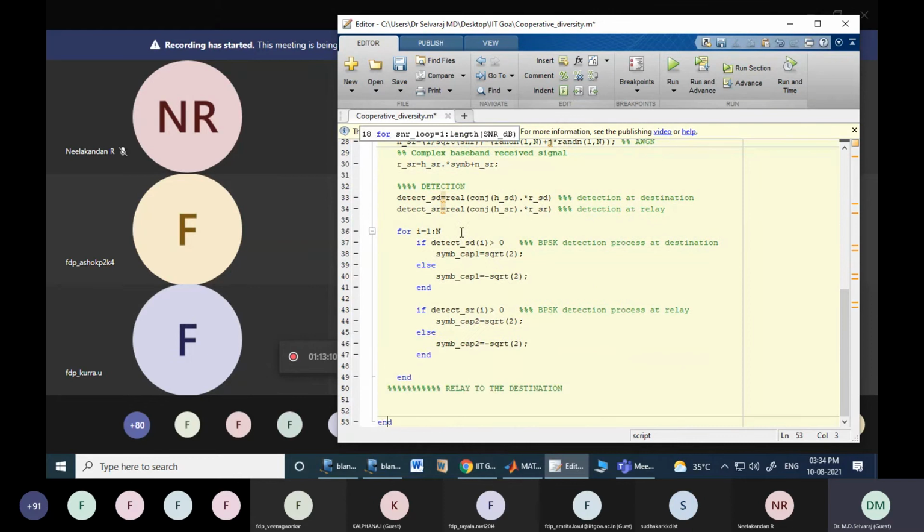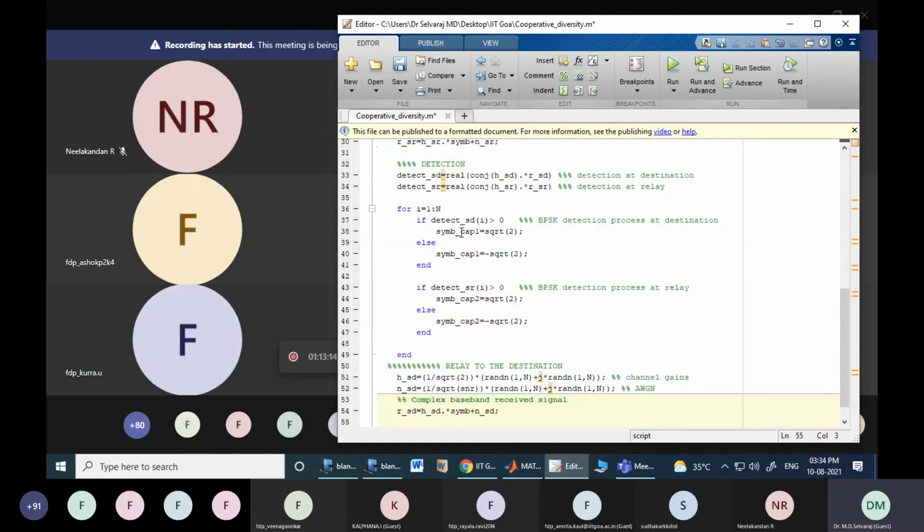But when you are copying and pasting, you have to be careful. Sometimes if you don't change the symbols, it will just give errors. So it is relate to the destination, RRD, HRD, and RRD, HRD, and NRD. Here the very important thing is that we are not transmitting the symbol; here we are transmitting the symbol cap 2.